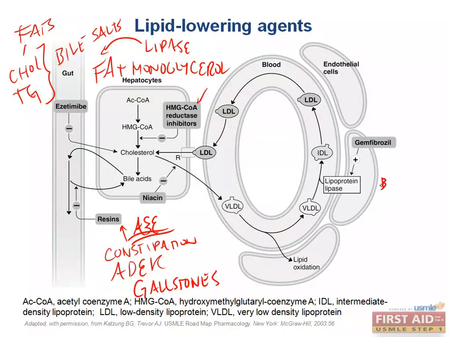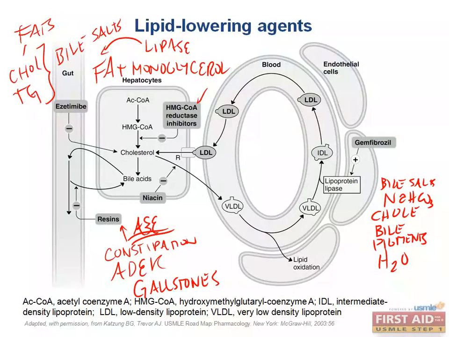Bile is composed of bile salts, sodium bicarb, cholesterol, bile pigments, which are bilirubin breakdown products, and water. So if you exponentially cause an increase in the synthesis of bile salts by the liver, because you're binding the bile salts in the gut with your bile acid binding resin, you're going to create all of these components. And cholesterol can crystallize with itself and cause a stone. When we store this in the gallbladder, you predispose yourself for the formation of cholesterol stones.